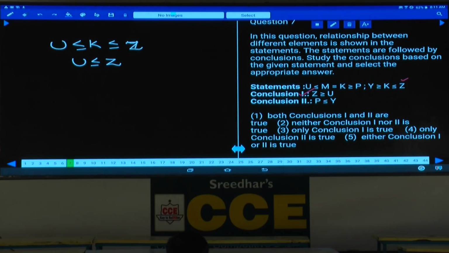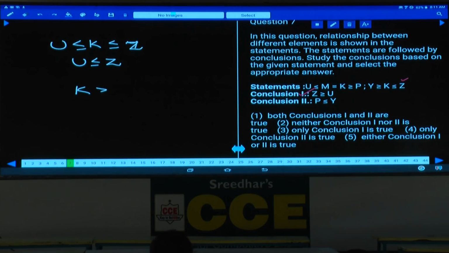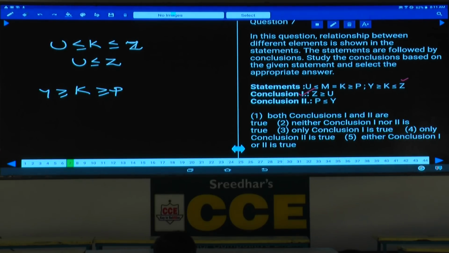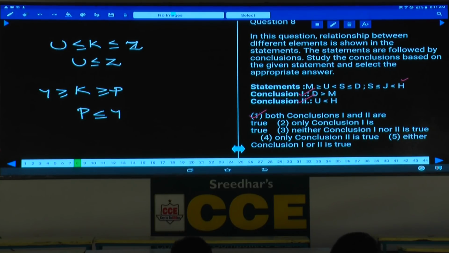Then coming to the second conclusion. Now the relation between P and Y. Which letter is common here? K is the letter which is common. Now K greater than or equals to P, and the next one, Y greater than or equals to K. Y greater than or equals to K, K greater than or equals to P. That is Y greater than or equals to P. That means P lesser than or equals to Y, as given in conclusion 2. Both the conclusions follow. Choice 1 is the answer. Question number 7, it is choice 1.